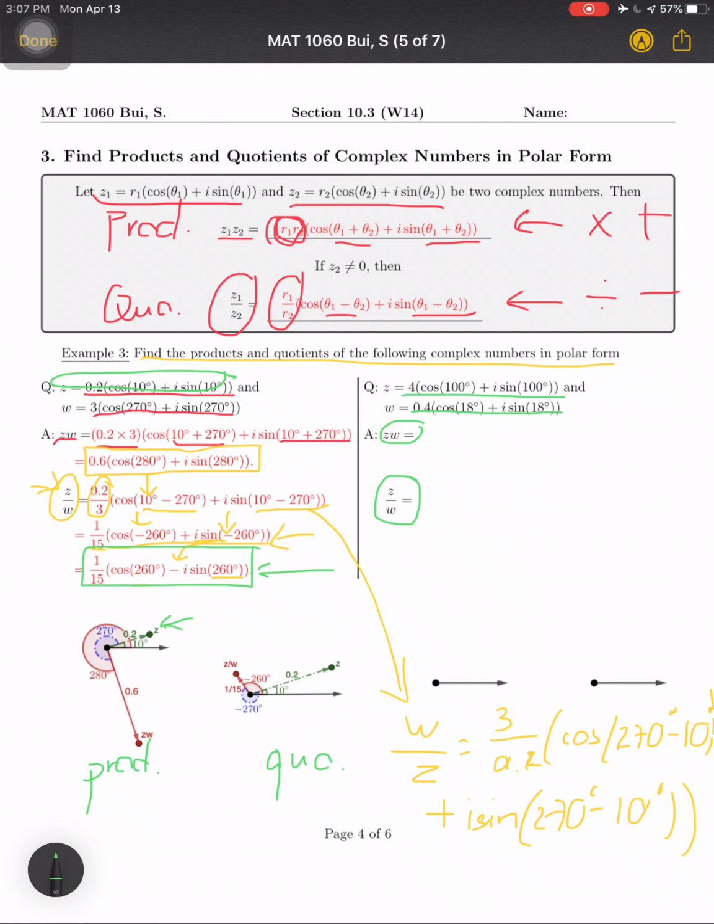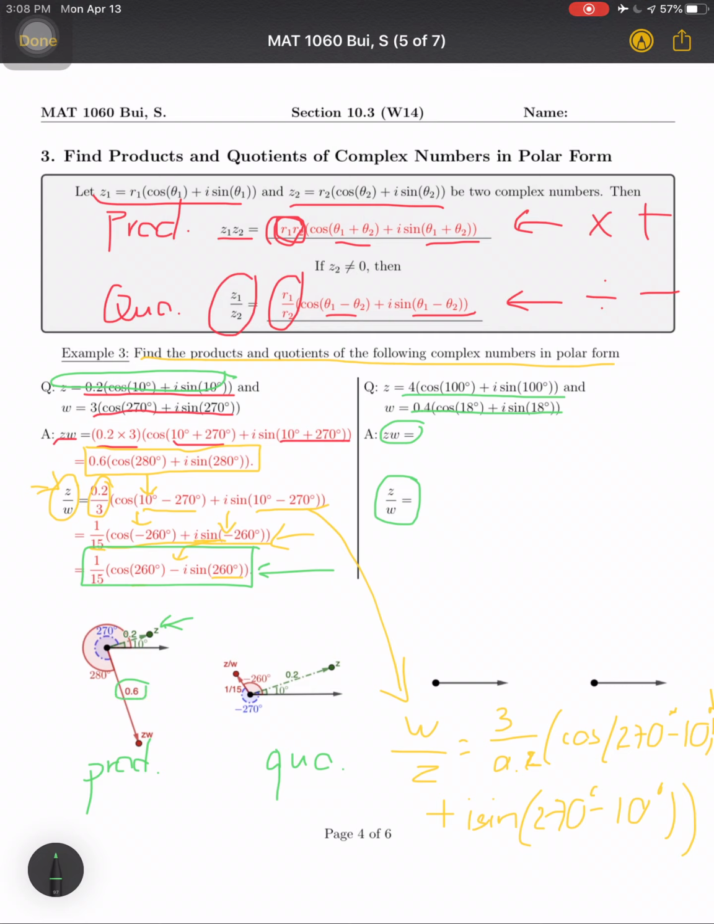Okay, so the angle in it is 10 degrees, so it's 10 degrees from the polar axis in here, and the magnitude of it is 0.2, right? That's why I wrote it out in there. And after that, w, the magnitude of it is 3, so I multiply the magnitude by 3, so 0.2 times 3, I'm going to end up having 0.6.